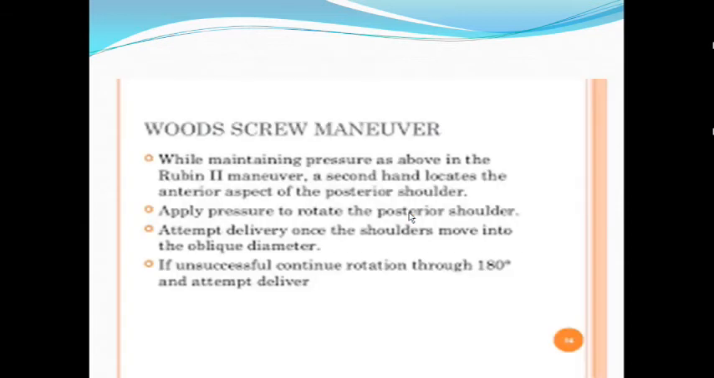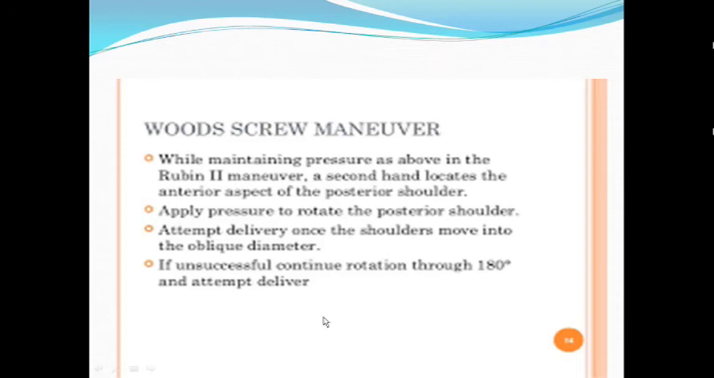Okay, this is the wood screw maneuver. The wood screw maneuver is used when, with the Rubin's 2 maneuver, you are not able to deliver the baby. Then what you will do: your right hand is behind the back, on one of the shoulders. The second, left hand, while maintaining the pressure as above in the Rubin's 2 maneuver, locates the anterior aspect of the posterior shoulder. Apply pressure to rotate the posterior shoulder. Attempt delivery once the shoulder moves into the oblique diameter.